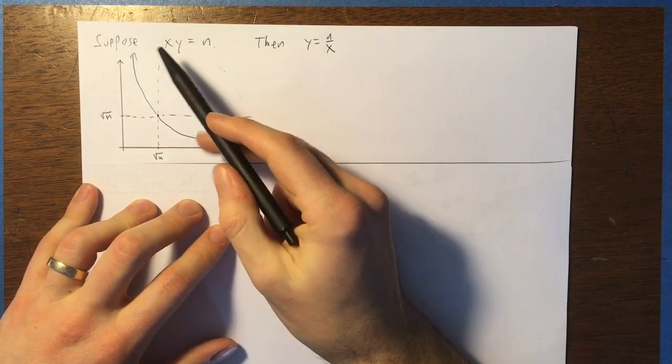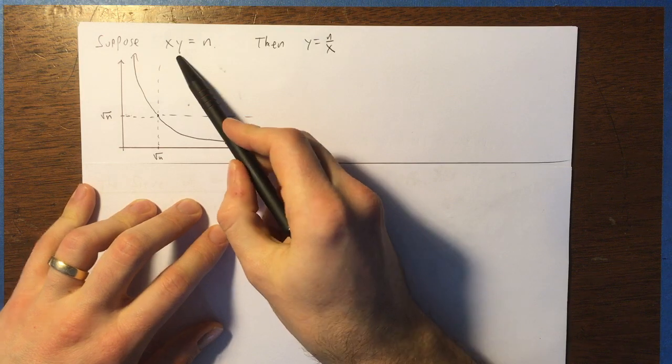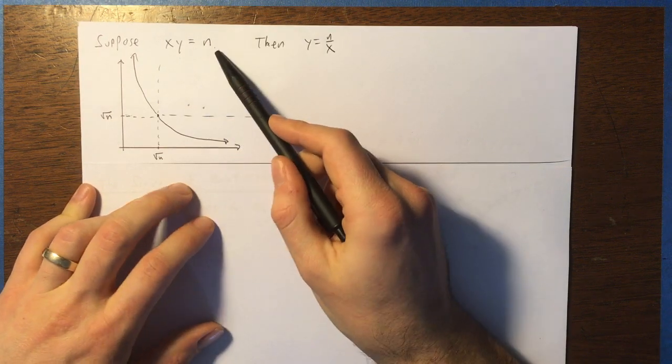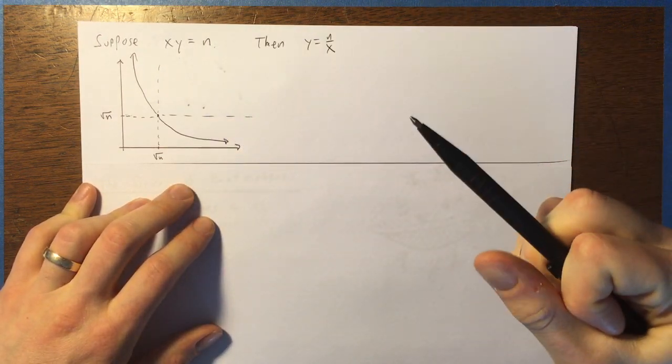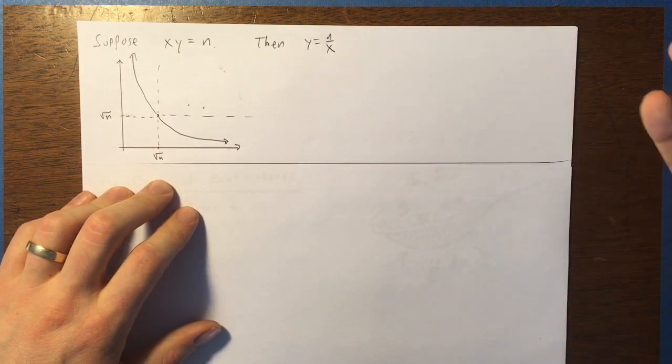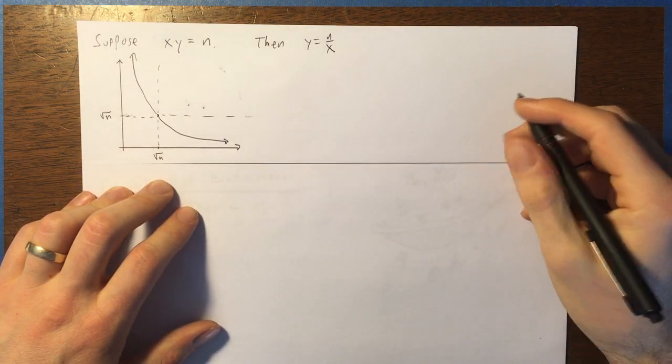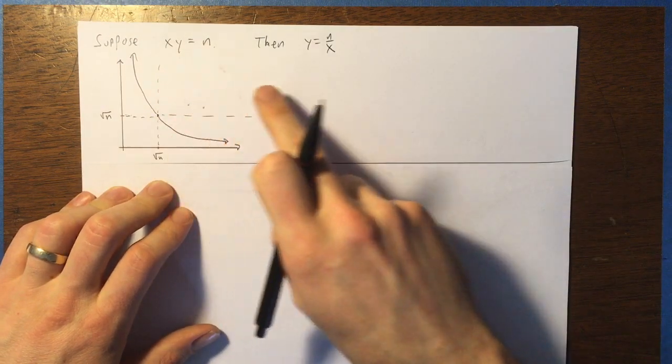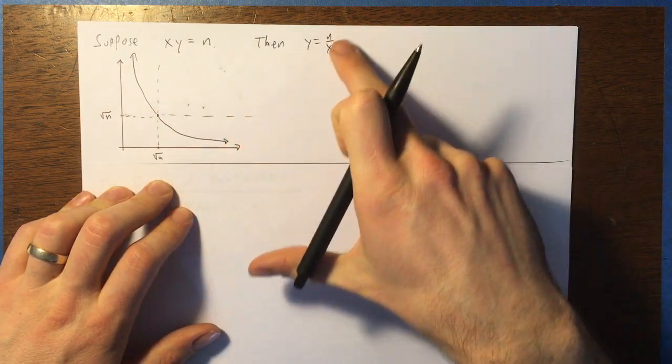So let's suppose you have two numbers multiplied together, x times y equals our number n, and n is the number that we are interested in. We want to know, is n prime or is n composite? Well, if x times y equals n, then you could rewrite that as y equals n divided by x.